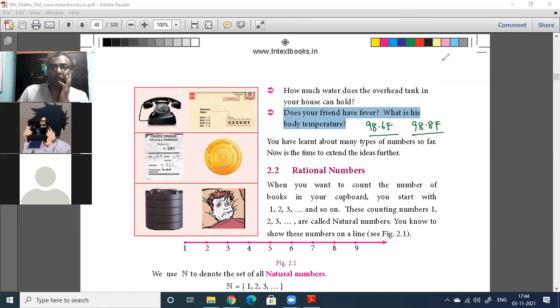Now, so far you have learned about some types of numbers like natural numbers, whole numbers, integers. Now you have to extend that idea.